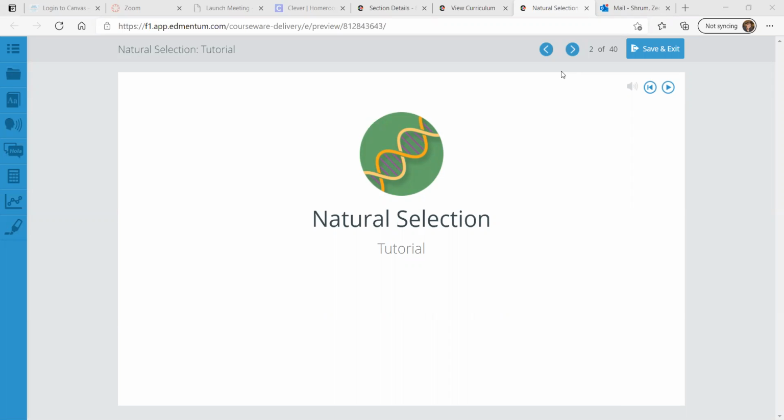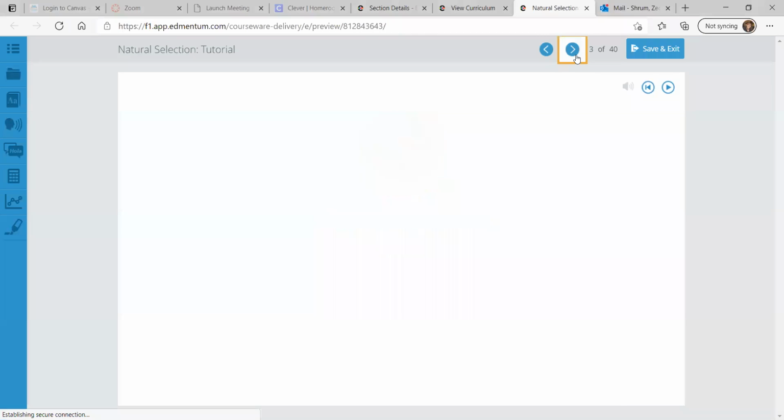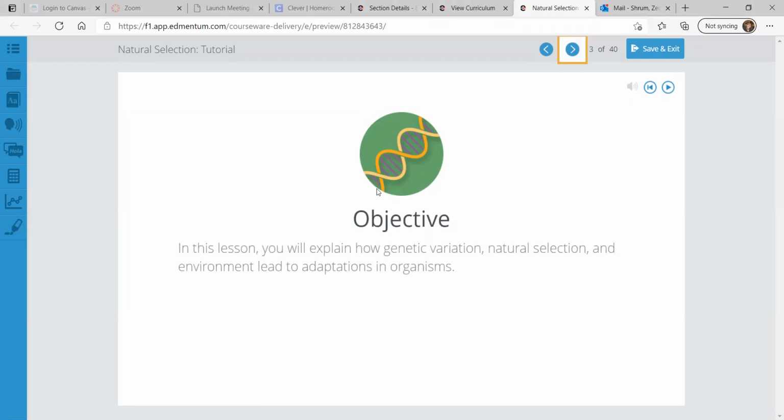Today we're going to look at natural selection, and that ties back into evolution. Our objective is to explain how genetic variation, natural selection, and the environment lead to adaptations in organisms. Last time we looked at genetic variation, mutations, and how that led to speciation, new species from existing species, and how that enabled them to either survive or not survive. This time we're going to look at natural selection. Next time we're going to look at the environment.